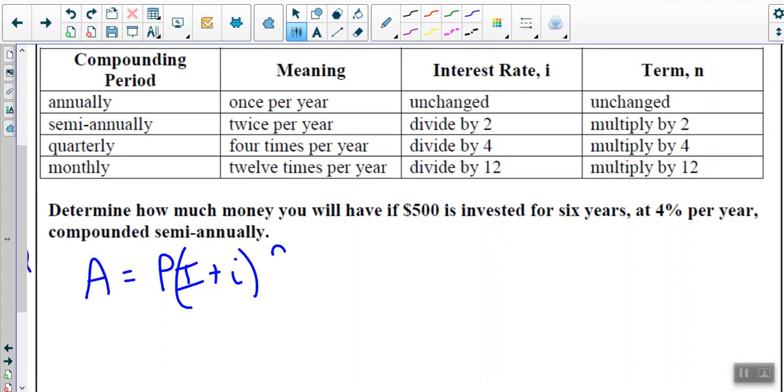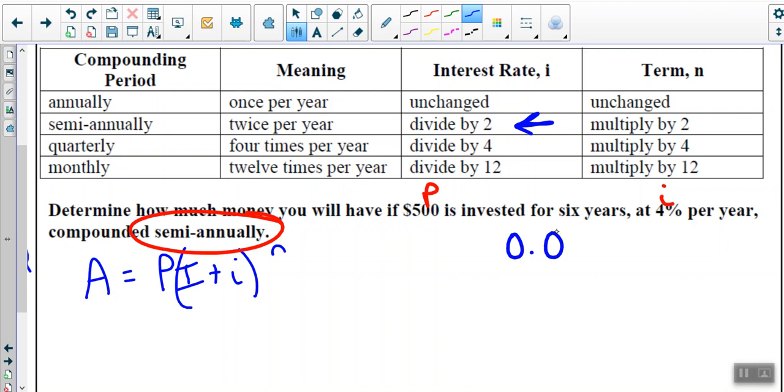It says determine how much money you'll have if $500 is invested for 6 years at 4% per year, compounded semi-annually. So the key word here is semi-annually. You have your principal amount, you have your interest rate, and then you have your term. So before I even do anything with my formula, I'm going to take my interest rate, the 4%, and semi-annually means divide my interest rate by 2.